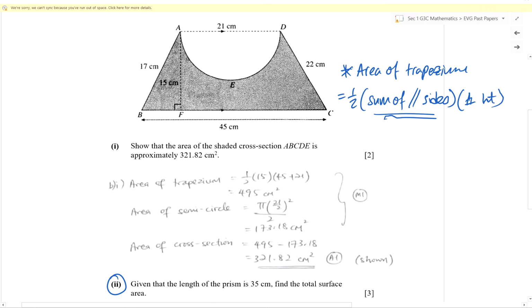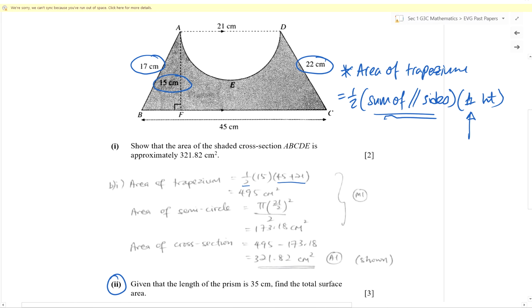So that will be half multiplied by the sum of the parallel sides, 45 plus 21. Then the challenge is, where is the perpendicular height? Because in this particular trapezium, I've got three different numbers which appear to be height. We've got 17 cm over here, we've got 15 cm, and we've got 22 cm. They all appear to be some sort of height for the trapezium. But if you look closely at the formula, it says multiplied by the perpendicular height. So which of these circled numbers represents the perpendicular height?